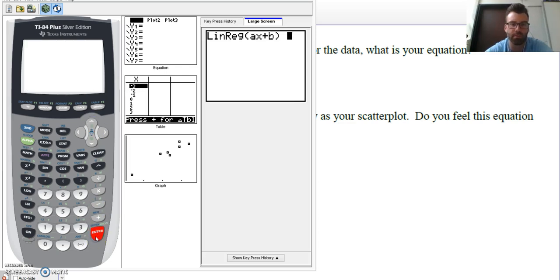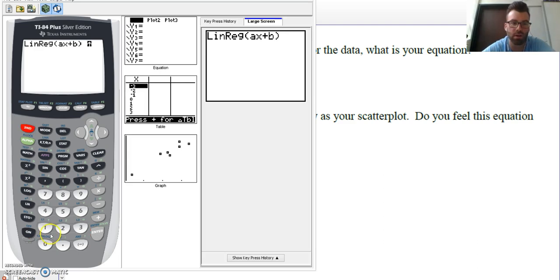Depending on how new or old your calculator is, you may have a different window than what you see here, and that's fine. They still do the same exact thing. For mine, I need to let my calculator know that I'm referring to the list that I input into my calculator.